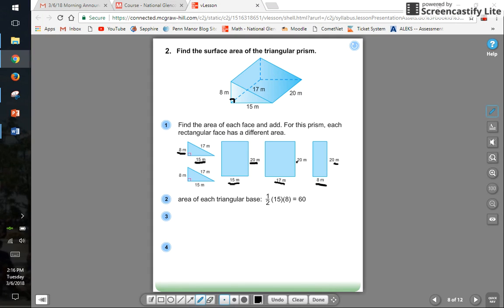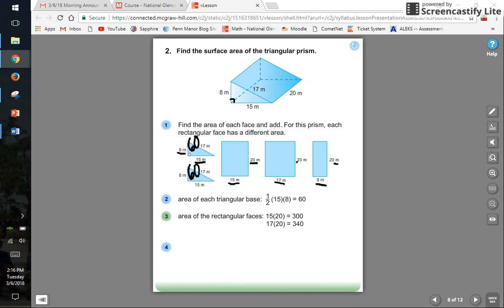So let's just write our 60s in there. And then our rectangles, let's take a look at those. All right. We have the 15 by 20, which is 15 times 20, which equals 300. We have the 17 by 20, or 17 times 20, which is 340. And last but not least, the smallest bit, that would be, by the way, the bit back here, 160.